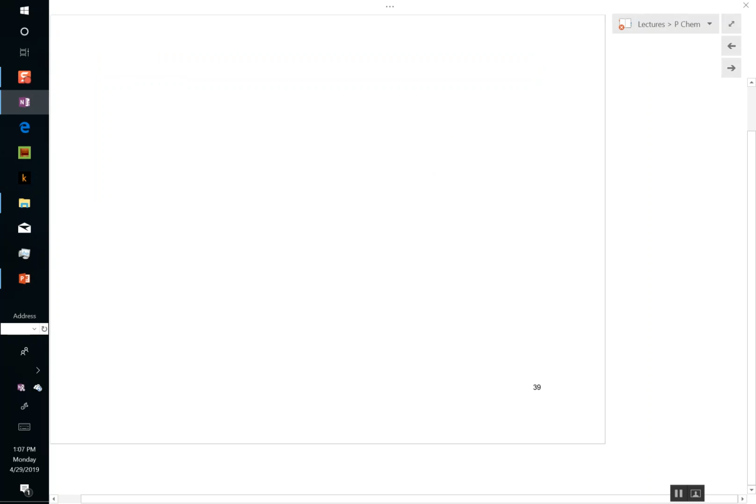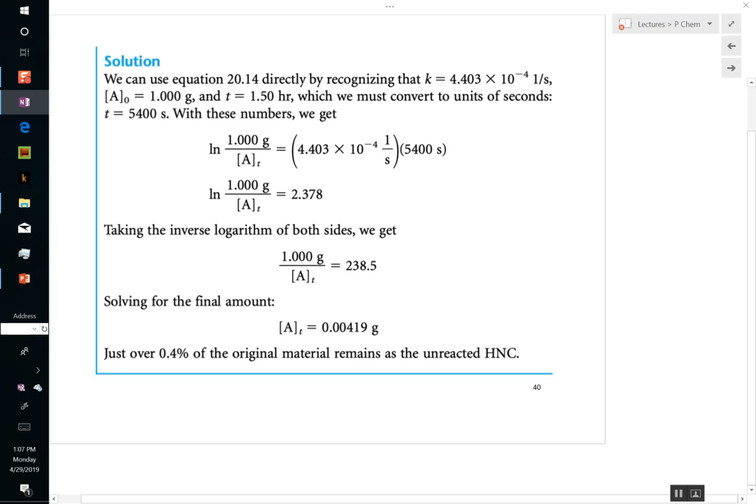And we could work down through that or just look at this. So we've got here's our initial concentration. Our final concentration equals constant times, okay, the rate constant was given in reciprocal seconds. So we're taking the 1.5 hours and converting it into seconds. And the final concentration is going to be 0.00419 grams.